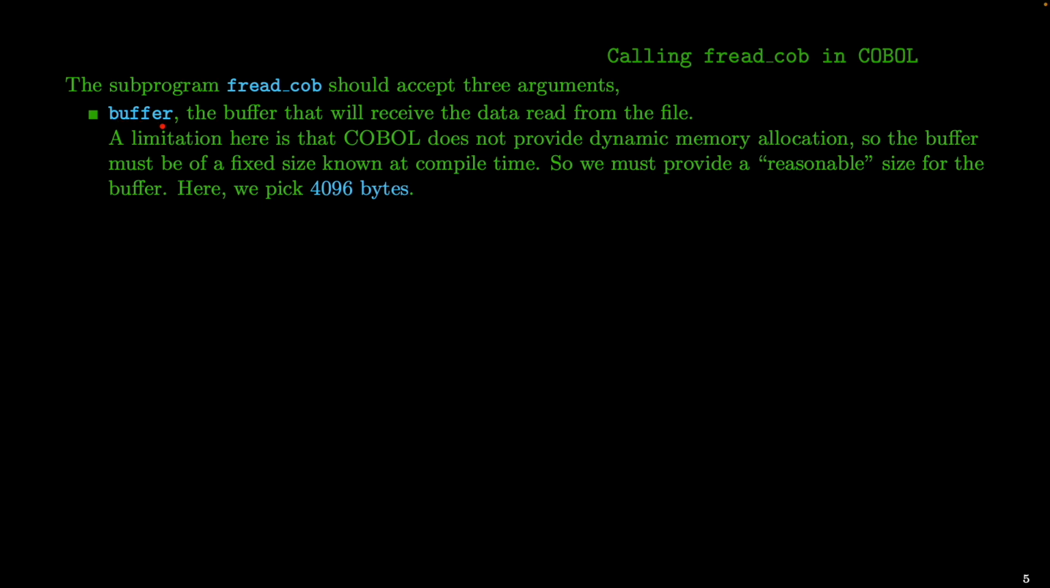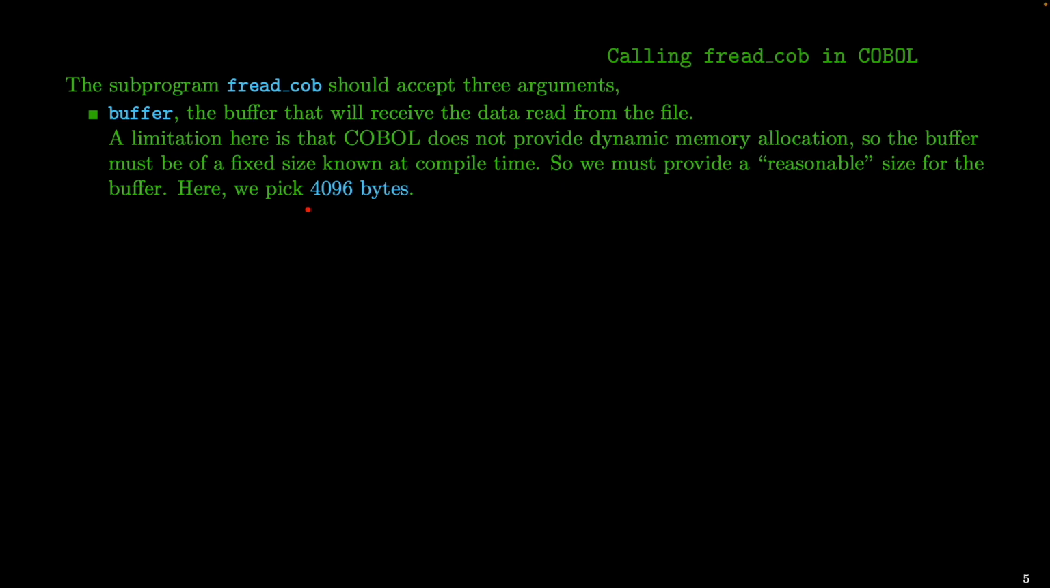The first one being buffer. This is the buffer in memory that will receive the data from the file. Now, there's a limitation here in that COBOL does not provide dynamic memory allocation. So this buffer has to be pre-allocated and must be of a fixed size that is known at compile time. So we must provide a reasonable size for this buffer to begin with.